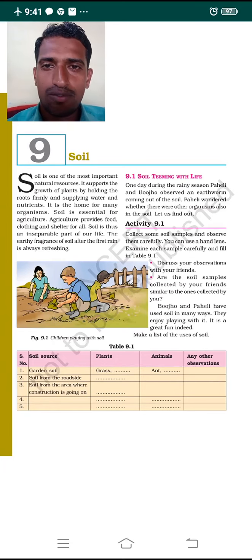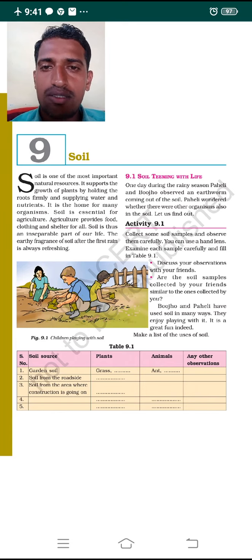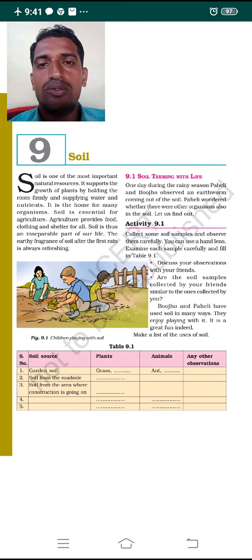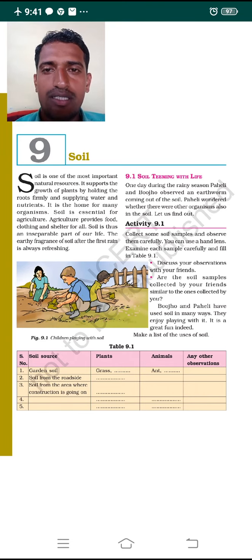So dear students, we have completed the lesson in the previous class, winds, storms and cyclones. In today's class, let us learn a new and interesting lesson about soil. We are all very familiar with soil and we have played with it during our childhood. One of the most useful natural resources on the earth is soil.